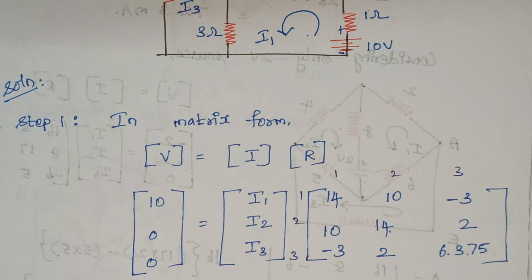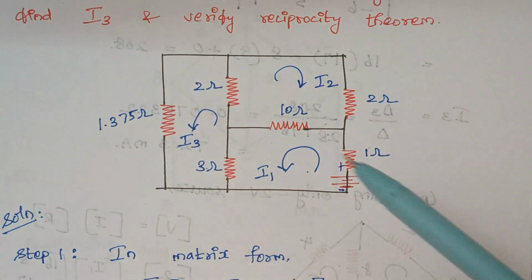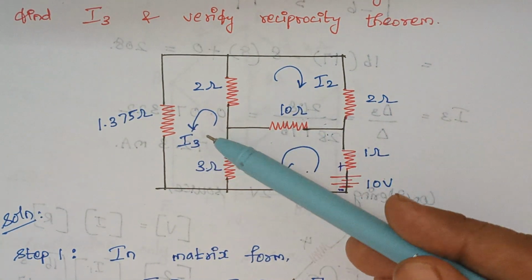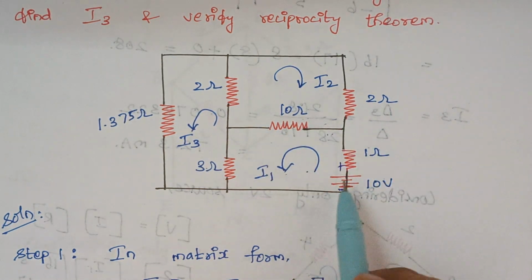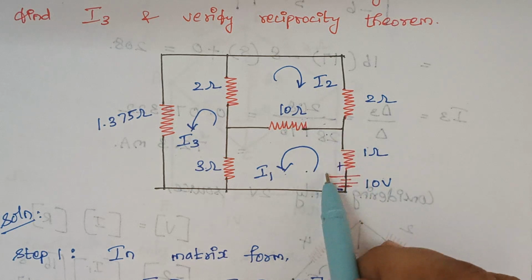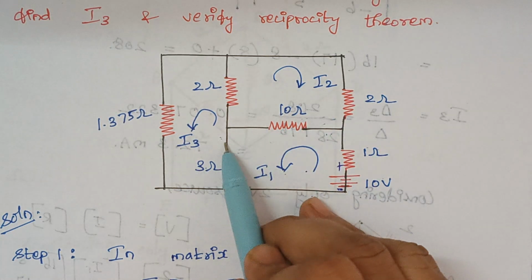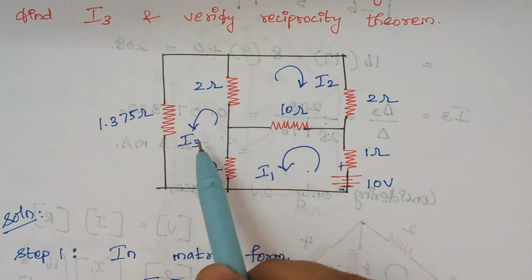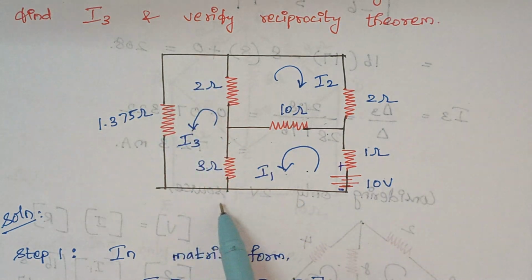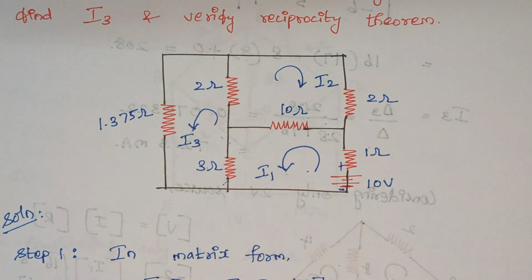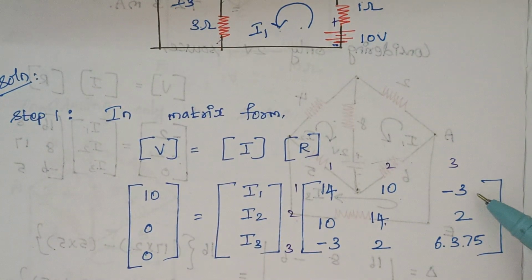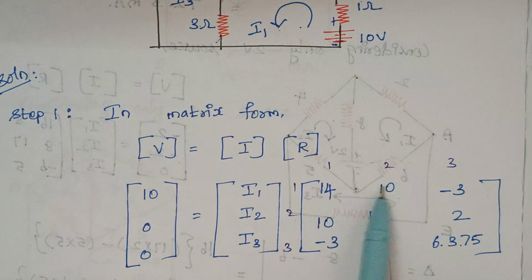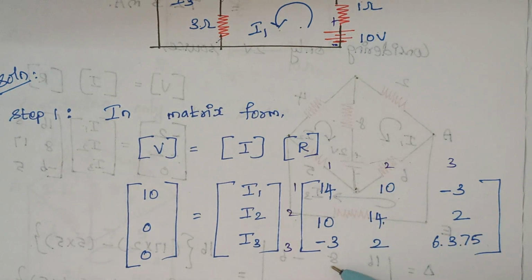Now consider loops 1 and 3. What is the resistor which is common? Again it is 3 ohms. Now look at the current direction. I1 flows like this, whereas I3 flows in the opposite way. Therefore it is represented as minus 3. Once this row is filled, you can fill this column.